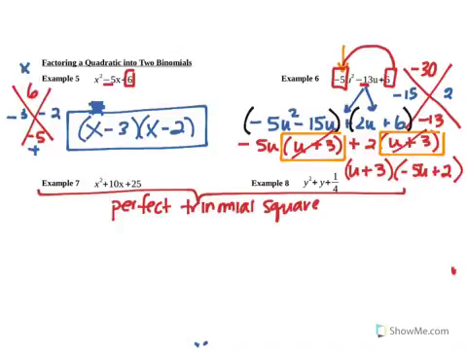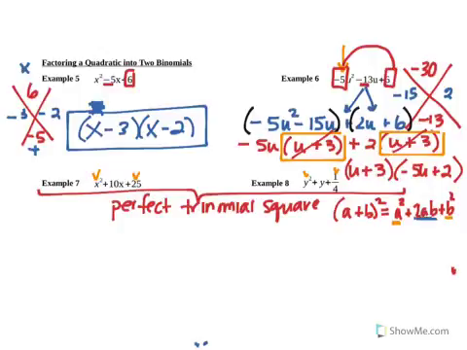So what is a perfect trinomial square? It means that it's a product of squaring a binomial. So a plus b squared is going to be a squared plus 2ab plus b squared. So what I'm looking for is to see if the first term is a perfect square. Check. I'm looking to see if the last term is a perfect square. Check. And I'm looking to see if the middle term is twice the product of their square roots.